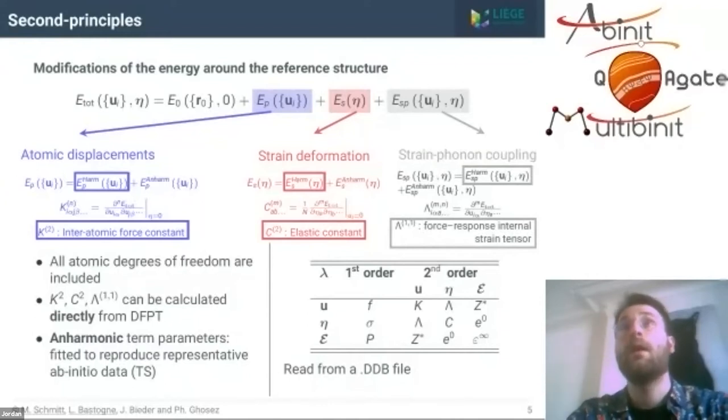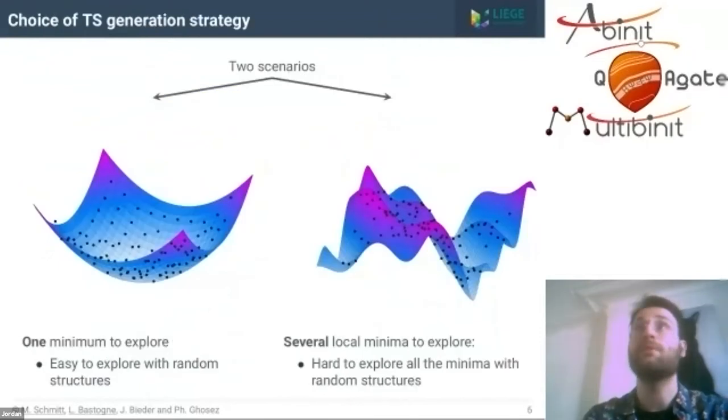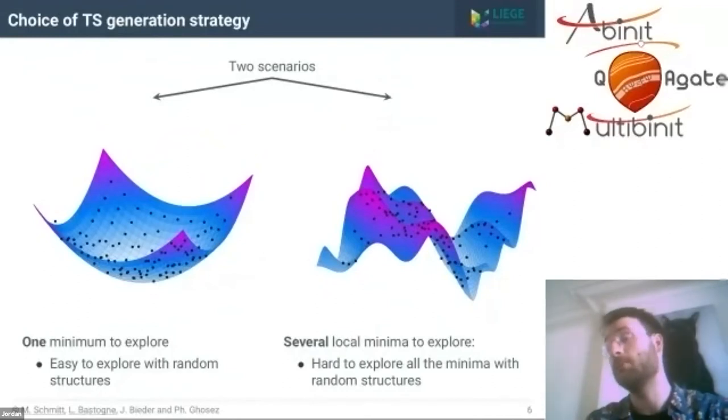And that was it for the introduction. So now what Louis will present is how we sample the Born-Oppenheimer surface. One can think of two scenarios. Either the reference around which we fit is a stable minimum, in its closed region, the lowest point of energy. There it's quite easy. You could just sample randomly around that structure, and that will get all the information that I need.